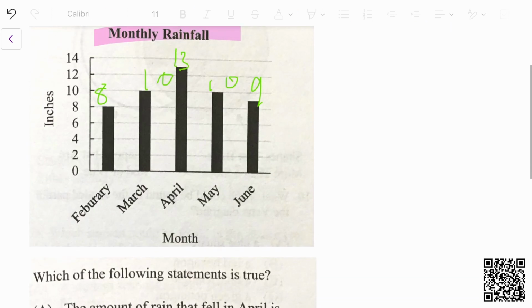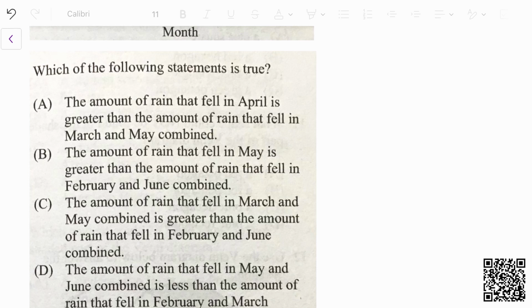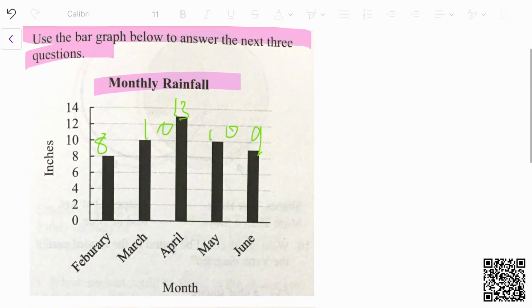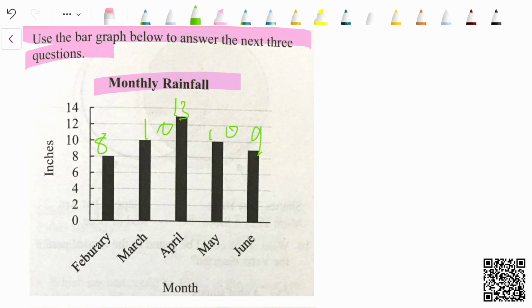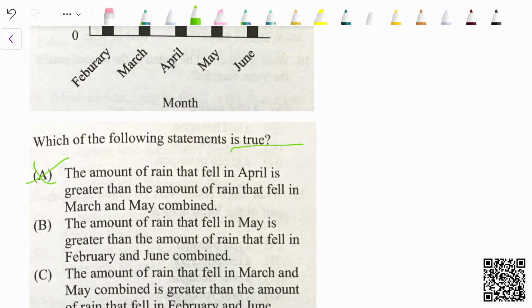So, thinking about this graph here, the amount of rain that fell in April is greater than the amount of rain that fell in March and May combined. Well, obviously not, because you can just see here that 10 plus 10 is definitely more than 13. So, no, it's definitely not A. It's asking us which one is true.